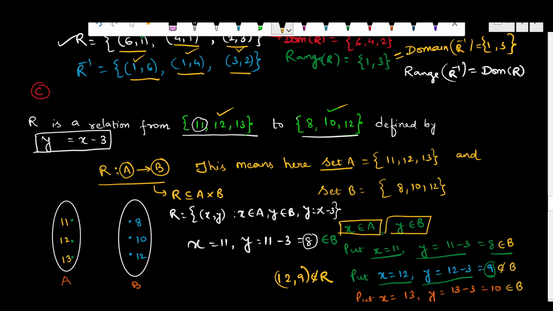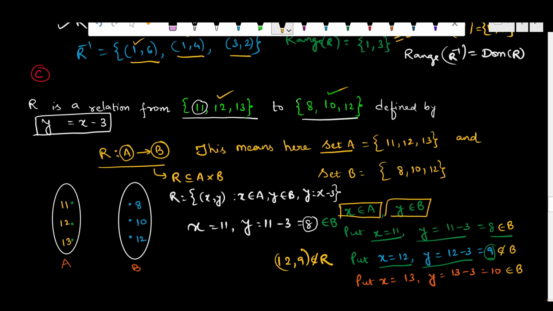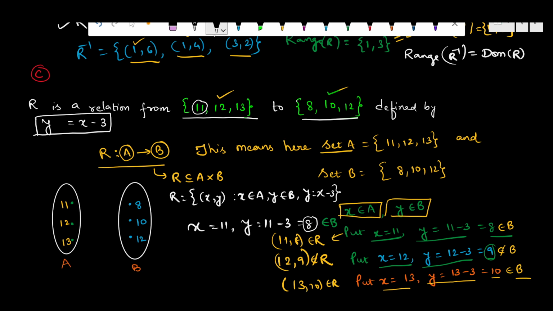Similarly, put x equals 13, you will get y equals 13 minus 3 equals 10, which belongs to B. So this pair will belong to R. Similarly, this pair (11, 8) belongs to R. So let's see the mapping diagram over here.